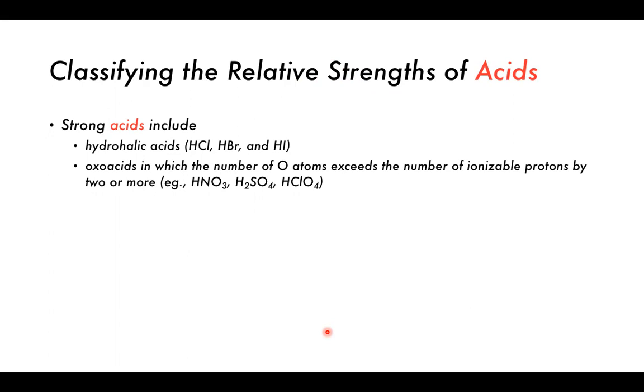It also includes oxoacids in which the number of oxygen atoms exceeds the number of ionizable protons by 2 or more. So if we look here at nitric acid, sulfuric acid, and perchloric acid, we have a clear difference in the number of ionizable protons and oxygens. So here we have 1 proton, 3 oxygens. That's a difference of 2. So 3 minus 1 is 2. Here we have 2 protons and 4 oxygens. So 4 minus 2 is also 2. And here we have 1 proton and 4 oxygens. 4 minus 1 is 3. This is a strong acid.